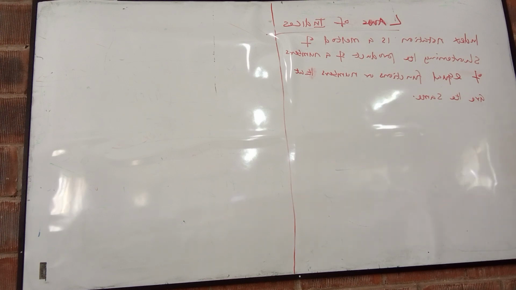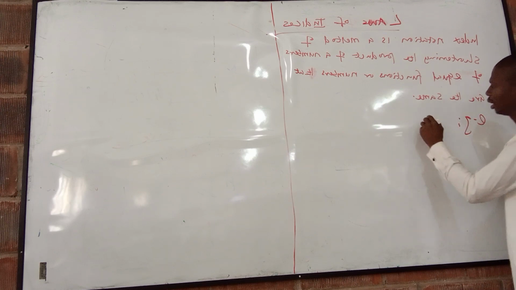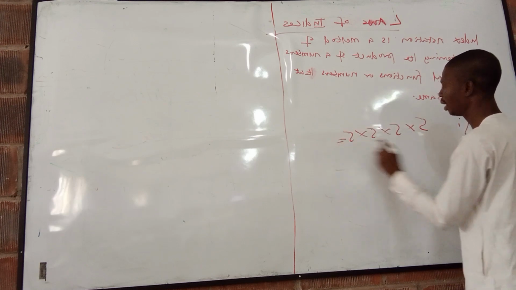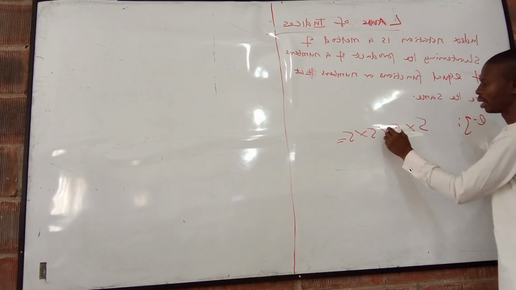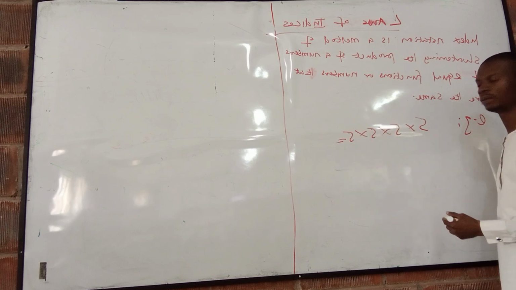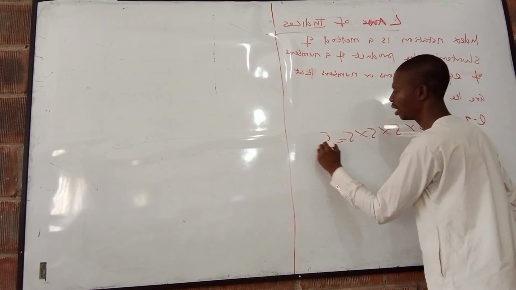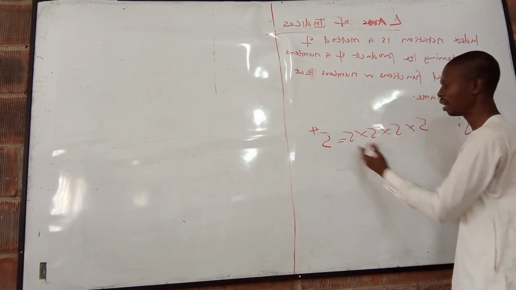Index notation is a method of shortening the products of numbers that are the same. What that is simply telling us is, let's assume a particular set of numbers is given to us, like 5 times 5 times 5 times 5, in 4 places. We don't have to stress ourselves. We can just come together and say, so far the bases are equal, we can now say 5 raised to the power 4.